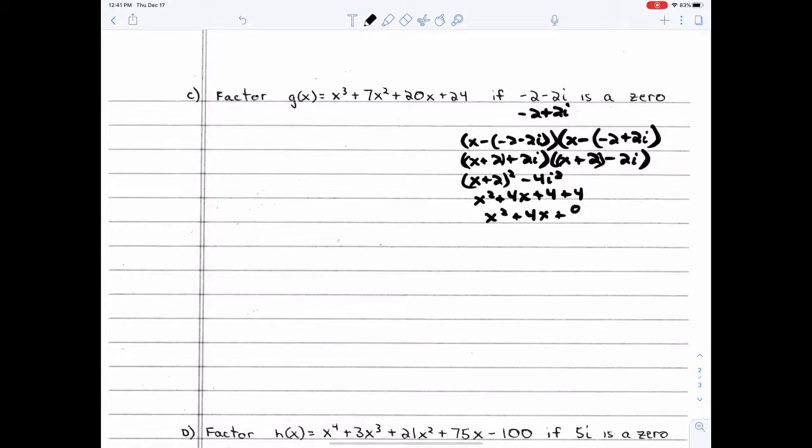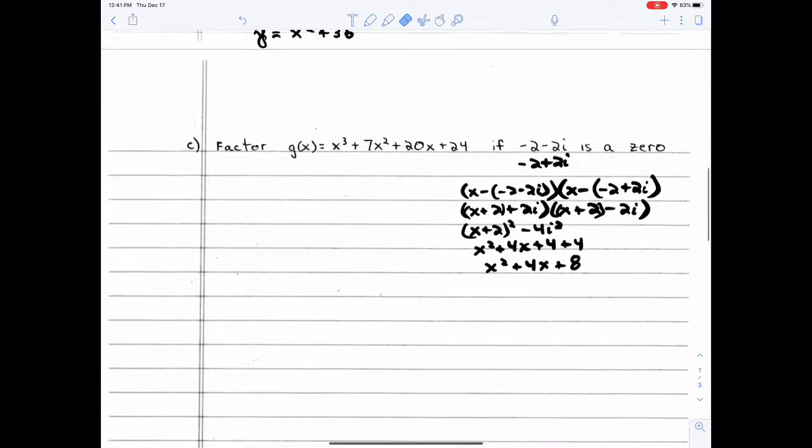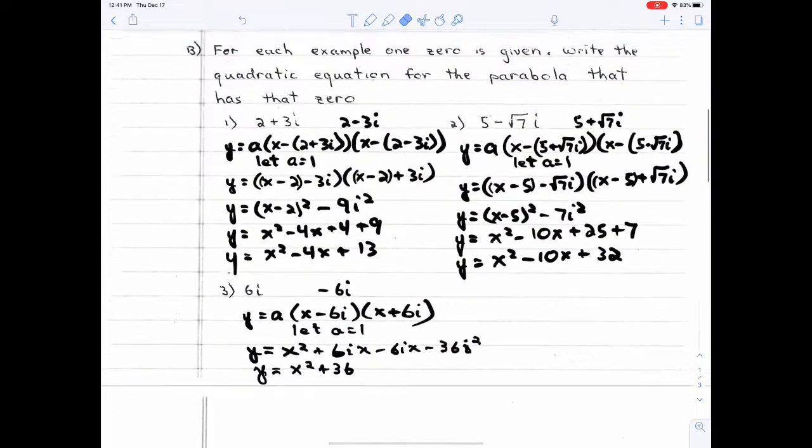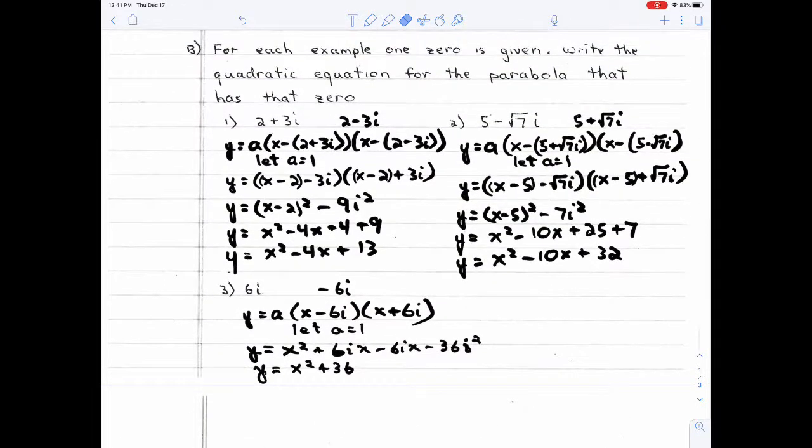And what am I going to do? I'm going to divide that into g of x, right? Because that's how you factor when you can't factor by inspection. Notice on these problems up here, I wasn't asking you to factor by inspection. I was asking you to put things together, right?